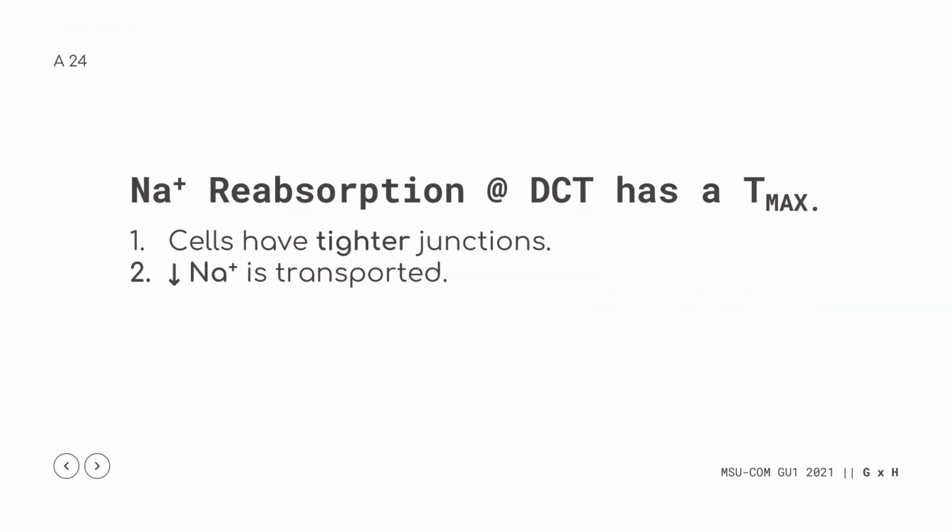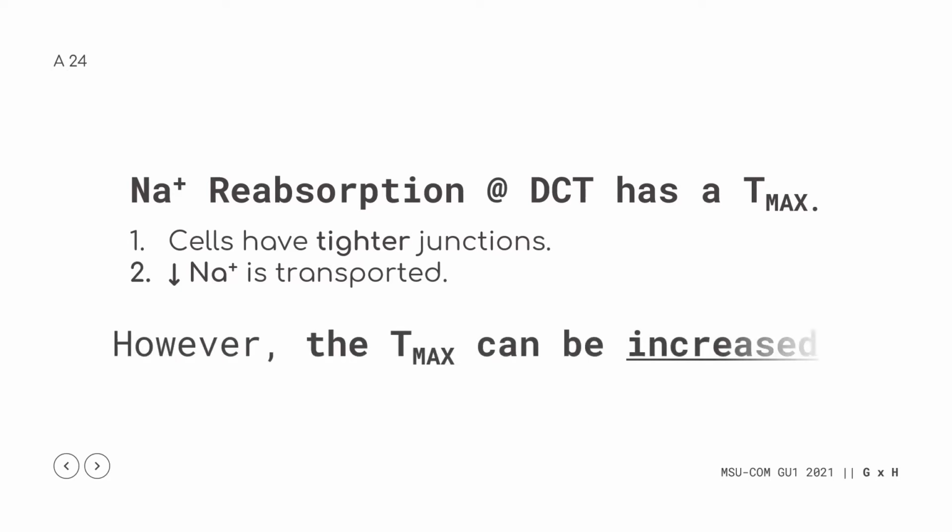Sodium reabsorption in the DCT, on the other hand, exhibits a Tmax, because here the cells have tighter junctions and transport smaller amounts of the ion. However, unlike the previously mentioned substances with a Tmax, sodium's Tmax is not absolute. It can be increased by some hormones, like aldosterone, which we will talk about later.